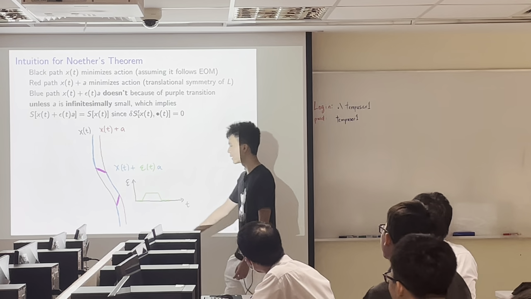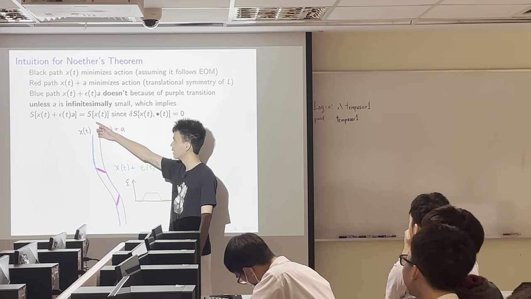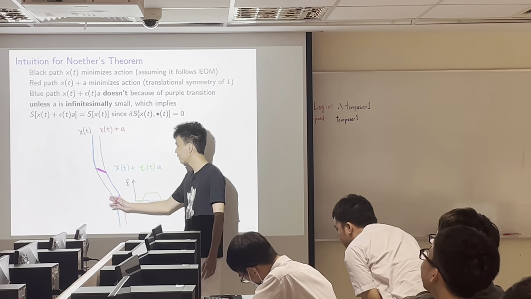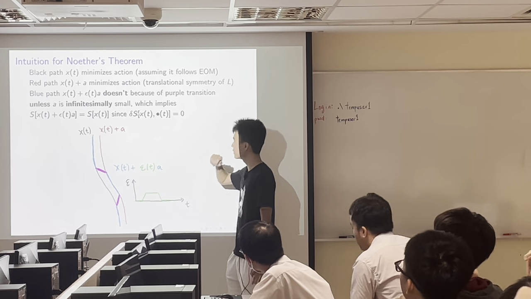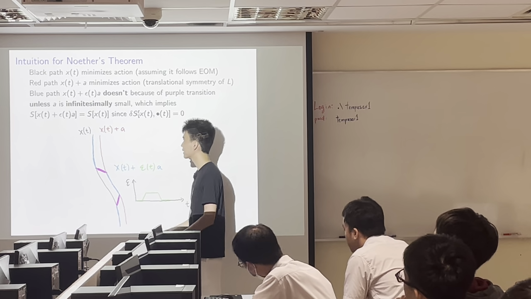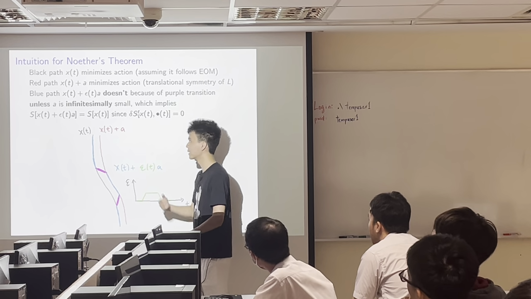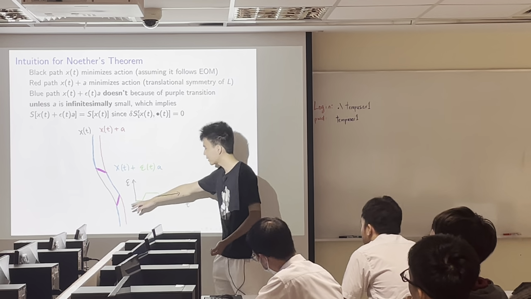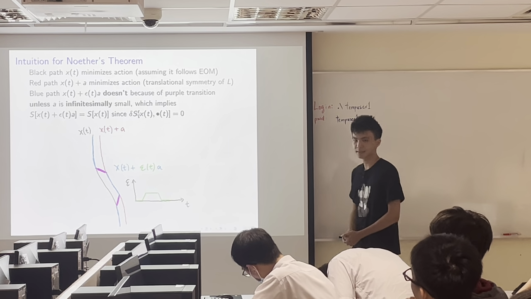And why is that so? Because we know the x of t, the black path, obeys the Euler-Lagrange equations, which means that it minimizes the action, which means that up to first order any variation, the functional differential, is zero. Because the black path obeys the principle of stationary action, any small variation will also keep the action the same. So as a result, if A is very, very small, the blue path, the third path, actually does minimize the action.